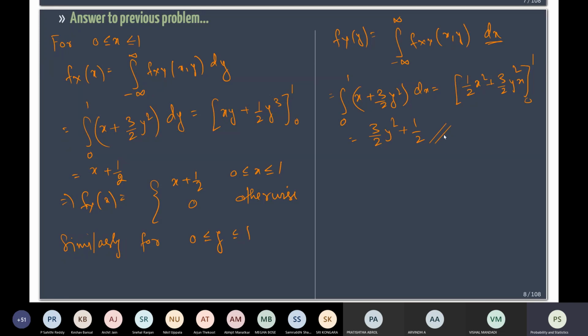Okay, so to summarize, f_Y(y) will be 3 by 2 y square plus half for 0 less than or equal to y less than or equal to 1, and 0 otherwise. Remember that for the remaining part we put 0 otherwise.